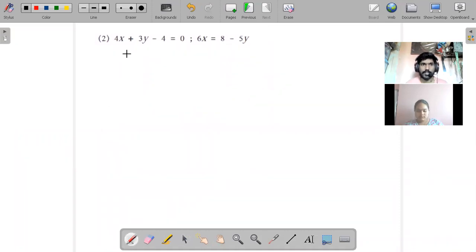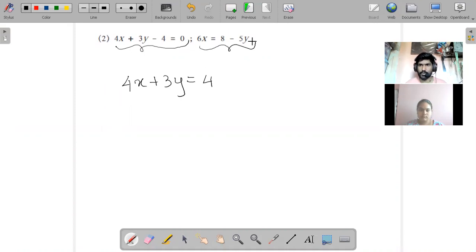So the first equation, if you see here, it is 4x plus 3y minus 4 is equal to 0. It's the first equation, so we'll just rearrange it. So 4x plus 3y, I'll take this minus 4 on the other side. That becomes equal to 4. And now this second equation also you have to rearrange. So write the term with the x and y on one side of the equal sign. And so 6x plus 5y equals minus 8.